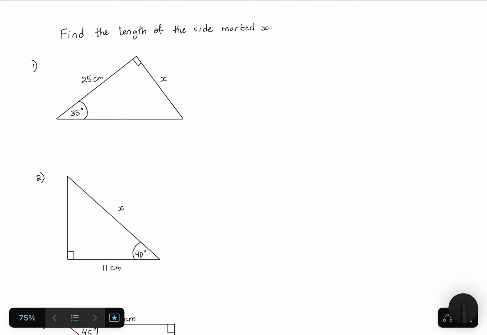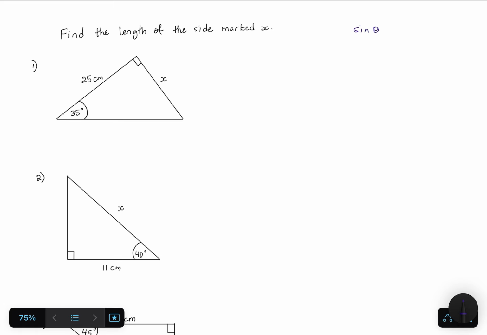In this video, we are going to look at how you find an unknown side given one side and an angle in a right angle triangle using trigs. So before we start, let's just recall SOHCAHTOA: sine, cosine, and tangent.